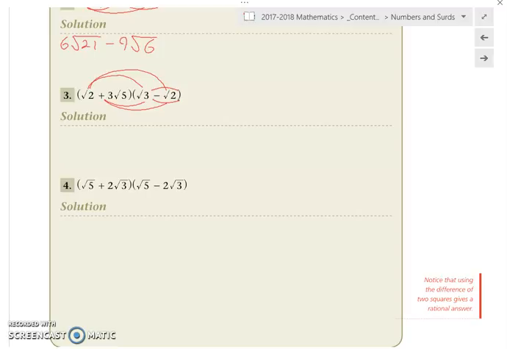Okay, so what do we got? Root 2 times root 3 gives us? Root 6. Certainly does. Then root 2 times minus root 2. Notice what the root 2s are doing. When you've got a root 2 times a root 2, what's happening in the square root? They cancel each other out. So I'm just going to put minus 2.